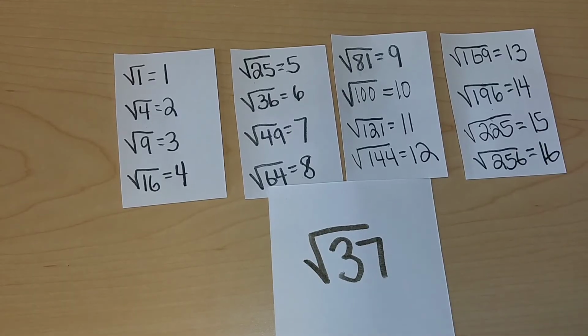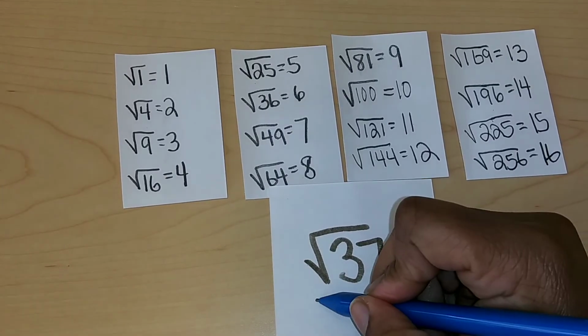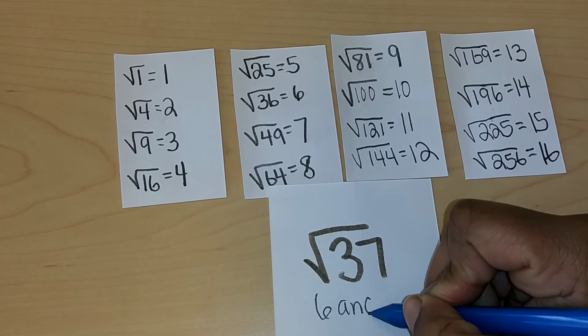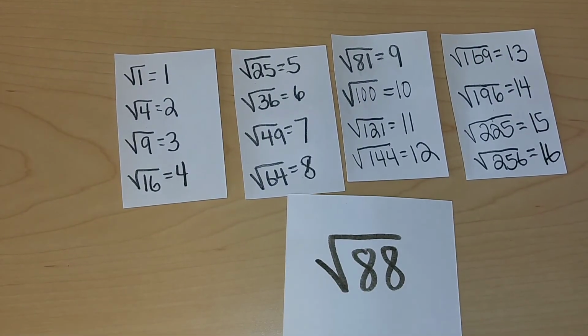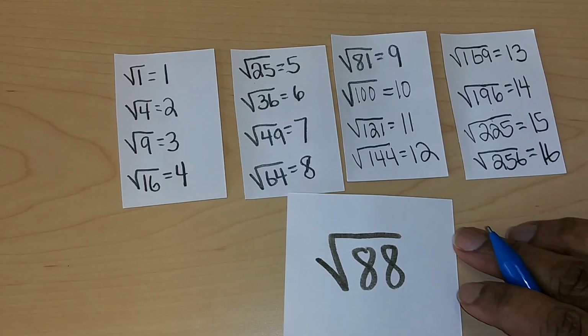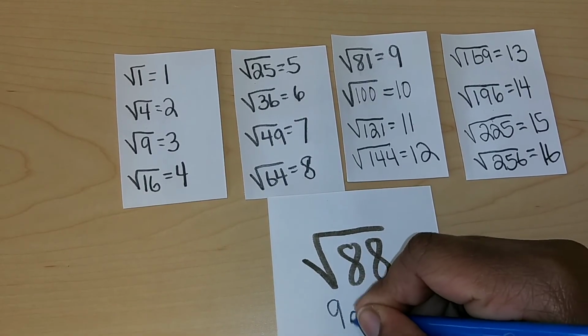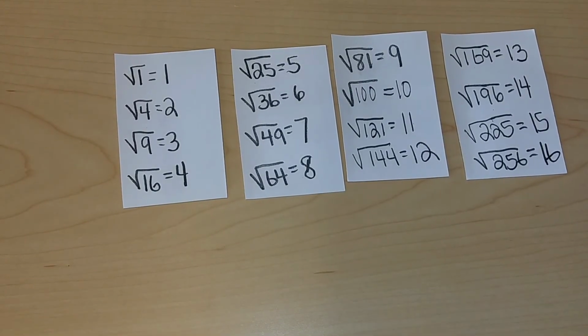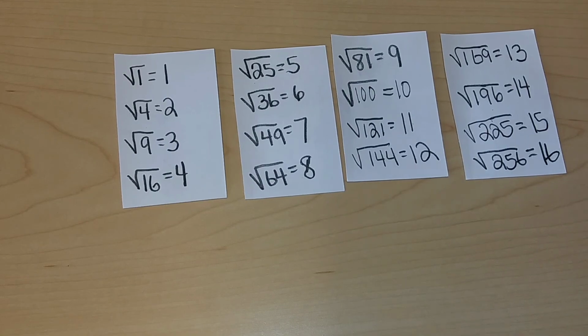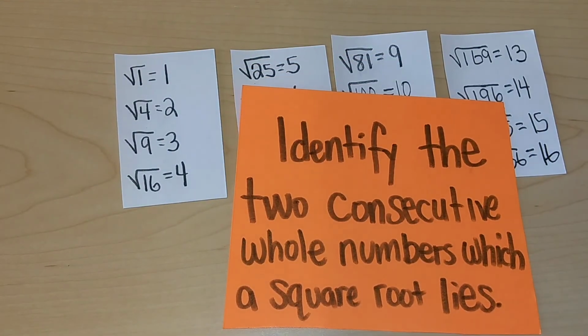Square root of 37. 6 and 7. Square root of 88. 9 and 10. Today, we identified the two consecutive whole numbers between which a square root lies.